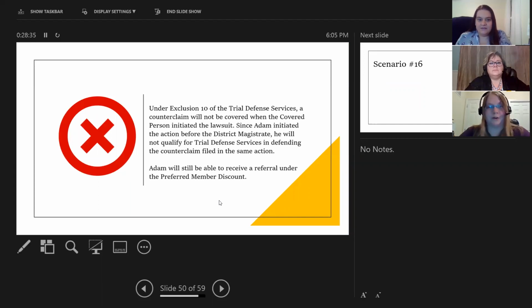And the answer here is no. Under exclusion 10, a counterclaim is not covered when the covered person initiated the lawsuit. So he initiated the action before the magistrate. He won't qualify for trial defense services in defending the counterclaim filed in the same action. But we would, of course, offer the preferred member discount.